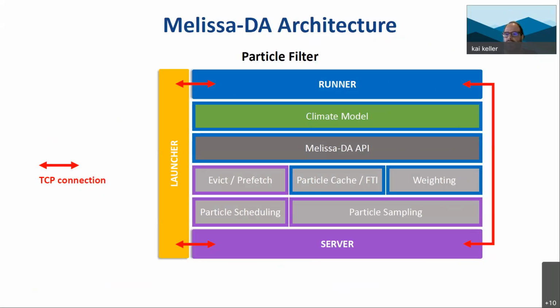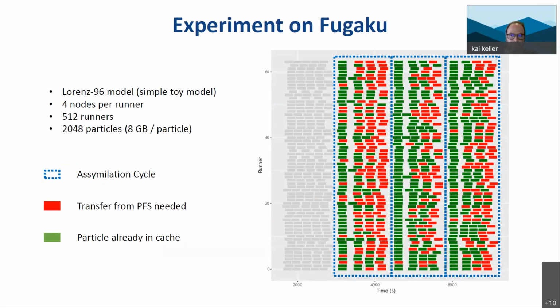The API maintains the weighting of the particles, so the user has to supply a calculate weight function, and we calculate the weights on the runners. The runners implement a particle cache. The server takes care of the particle scheduling and the particle resampling. And since it has global knowledge of all the other runners' particle cache contents, it also maintains the prefetching and the eviction of states.